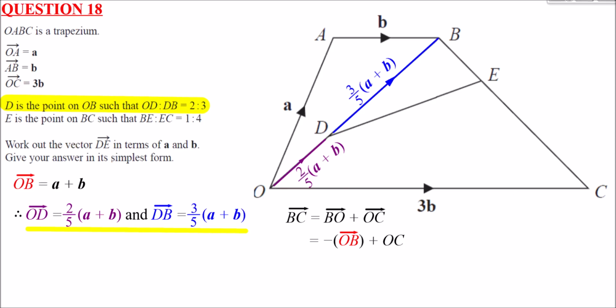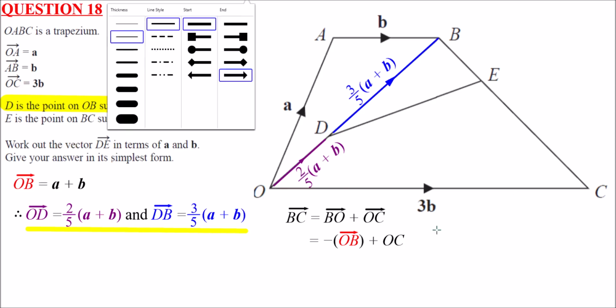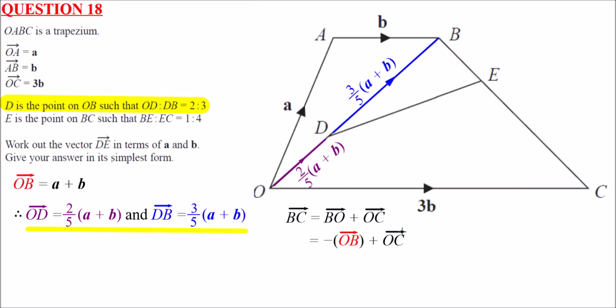And that's a bit naughty of me. I should have actually had a little vector arrow on that OC there as well. So minus OB is minus (A plus B), then plus vector OC is plus 3B. So this gives us minus A, and then 3B minus 1B gives us 2B. So this ends up being 2B minus A. I'll have to keep correcting that now, I think. So BC is 2B minus A.